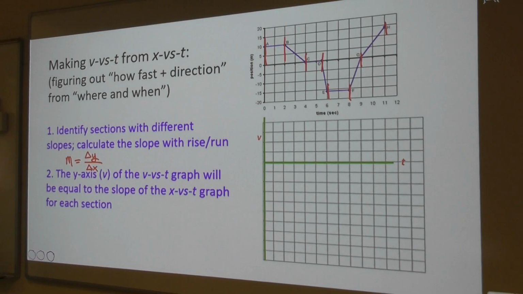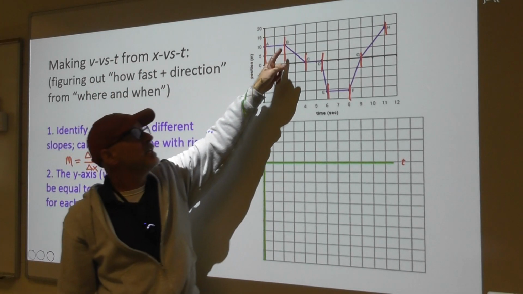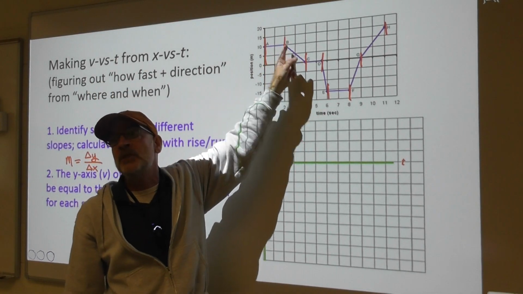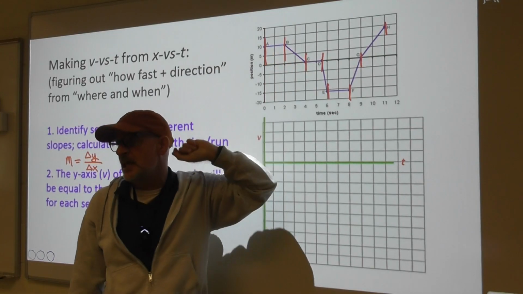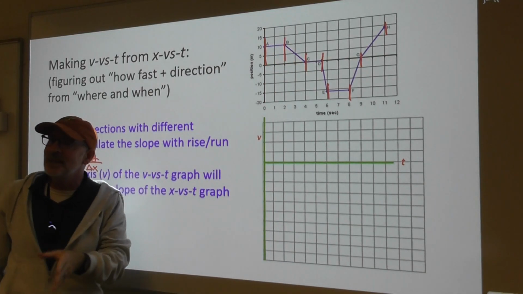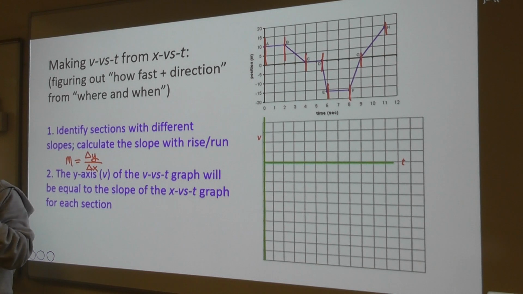If the section that you're looking at is a straight line, then the slope throughout that section is the same. If the section that you're looking at is a curved line, then it's speeding up or slowing down. The slope isn't the same the whole time, and it gets a little trickier. I'm not going to tell you how to do that now. I will tell you how to do that down the road.